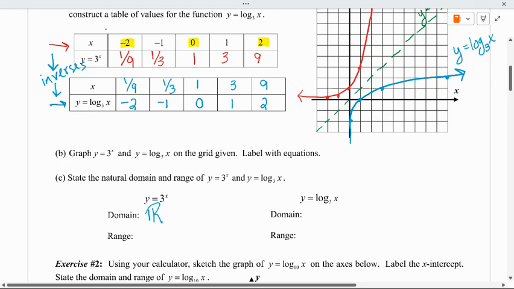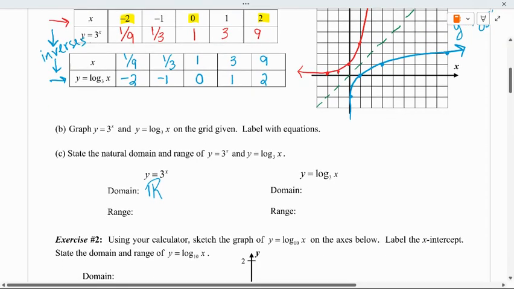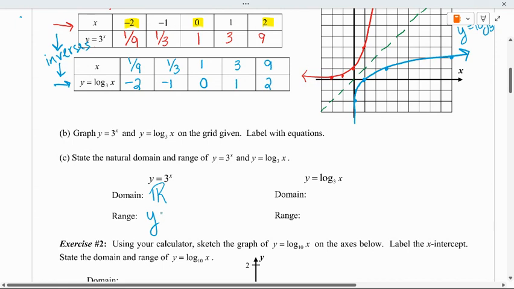Let's talk about the range. Remember that the range is the y values. So when you look at y equals 3 to the power of x, that exponential function, what do we notice? Are the y values ever negative? No, they're not. They get really, really small, but they never go negative. So all of our output values are greater than 0.